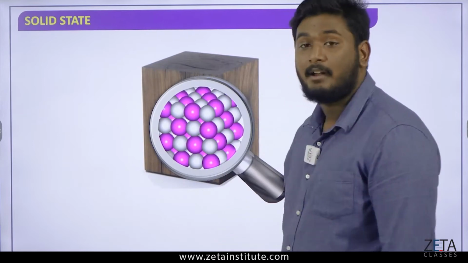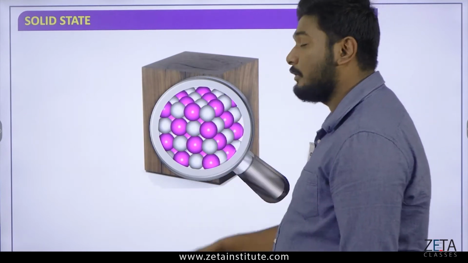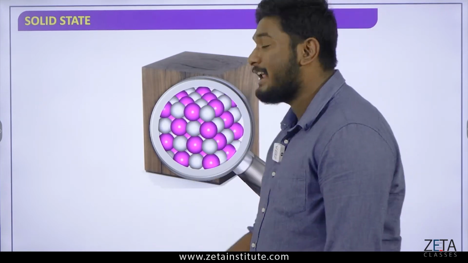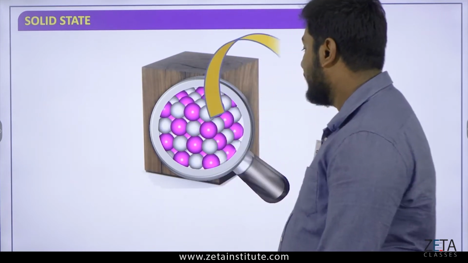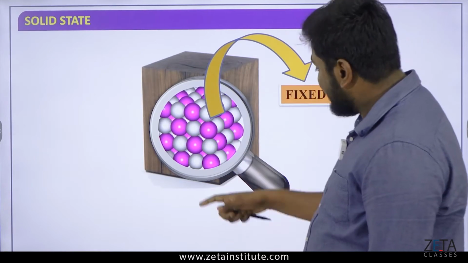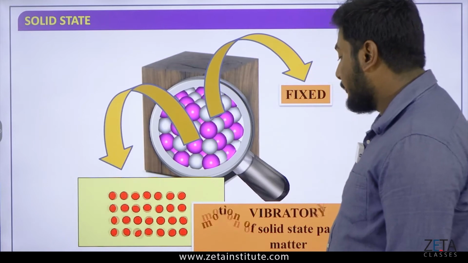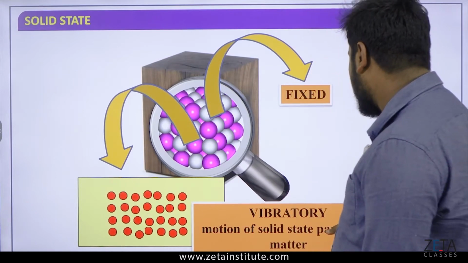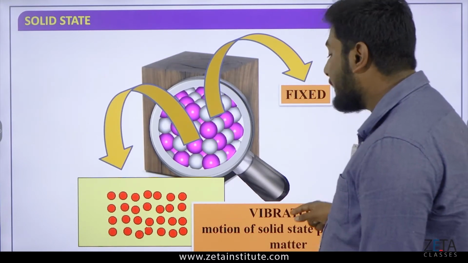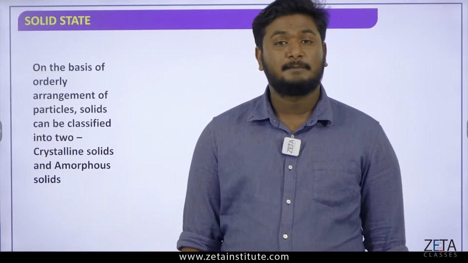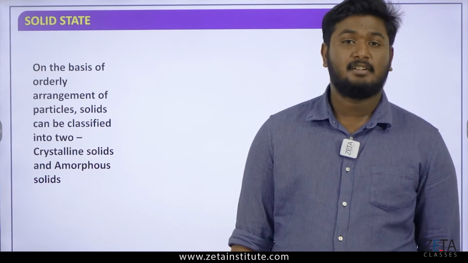They show electrical properties in molten or aqueous state. Here only vibration of particles occurs, and no transfer of particles happens, because there is that much force of attraction between them. Here you can see all of these are fixed and only vibration occurs. For the motion of solid state particles, only vibratory motion happens. So now we come to our first part, the classification of solids.